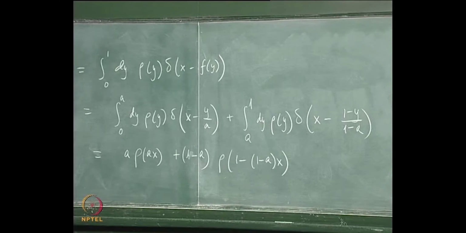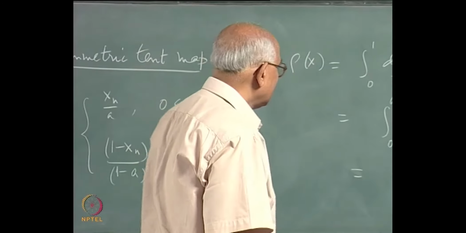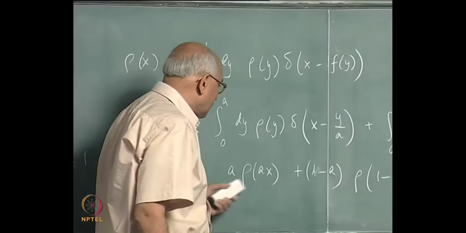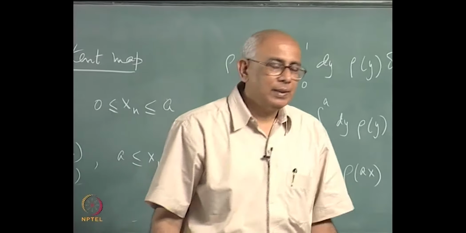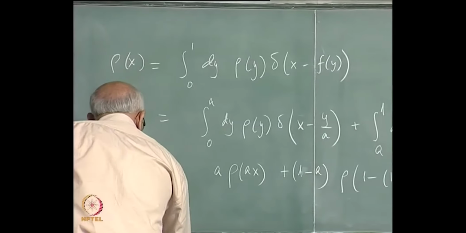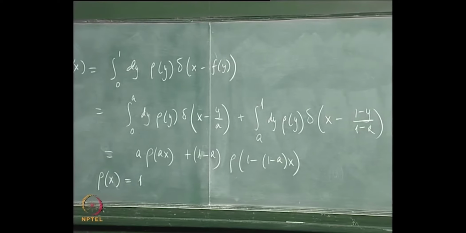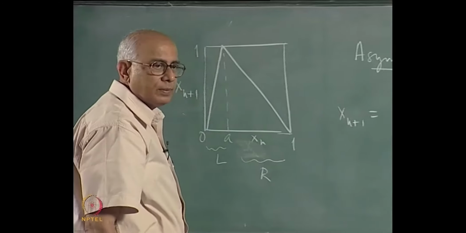What is the guess solution? Yeah, the fact that this and that seem to cancel each other suggests that you put rho equal to a constant again. So yes, indeed this is true, rho of x equal to 1 is the unique normalizable non-negative solution to this equation. So it is a uniform density once again, it does not matter whether it is a symmetric tent map or asymmetric, it is uniformly spread out.